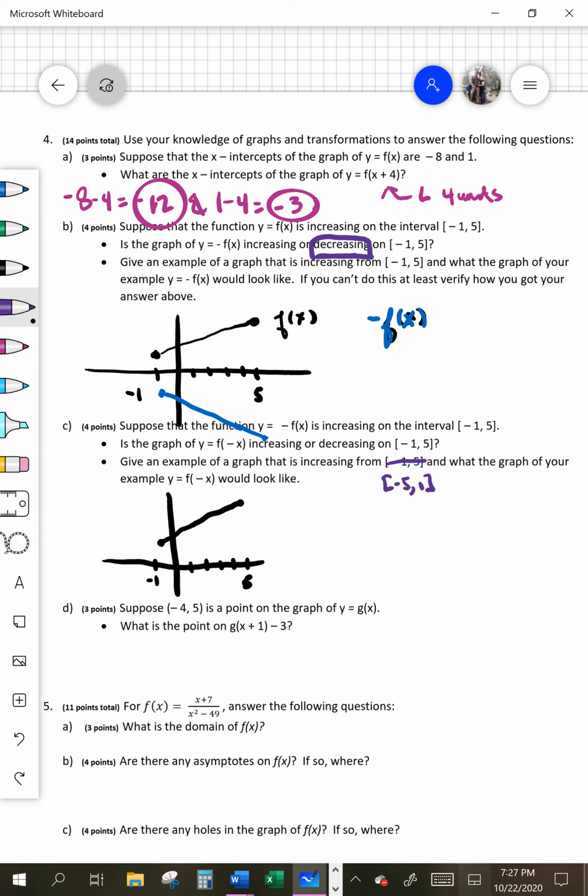Here, if we plug in -x, we're changing our x value. So this -1 would become 1. This 5 would become -5. And it's a reflection across the y-axis. And so notice here, this should be decreasing.